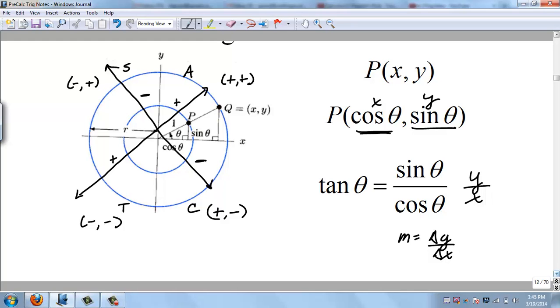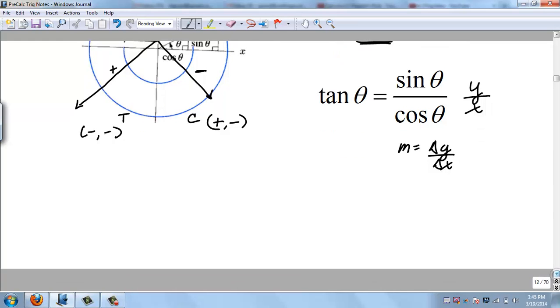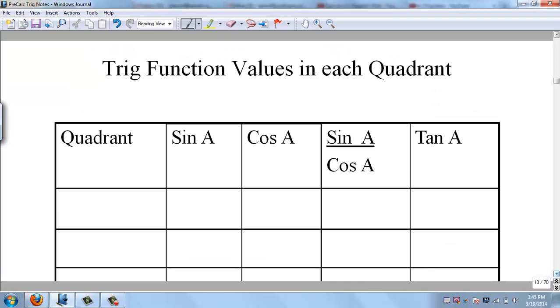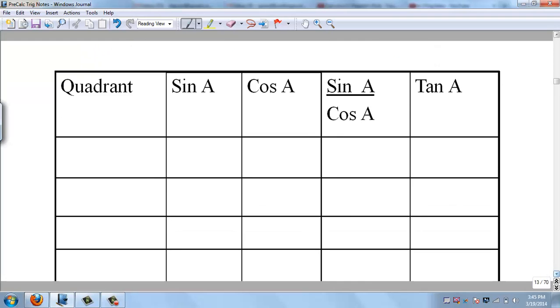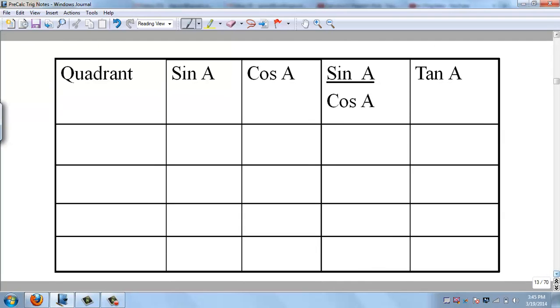Now let's fill in the trig function values in each quadrant. Okay, so we're going to talk about quadrants. We're not going to do the values, but we're just going to do the signs. So I have quadrant 1, quadrant 2, quadrant 3, and quadrant 4. Sines are y values, cosines are x values. Y divided by x is going to be my tangent.